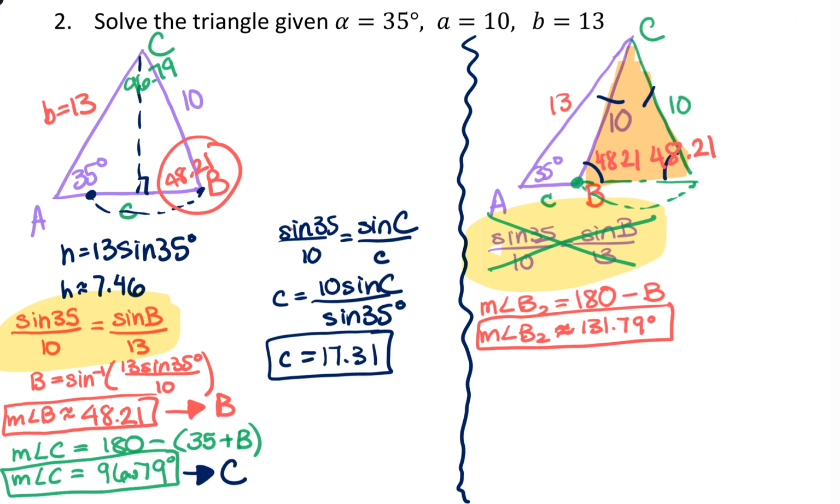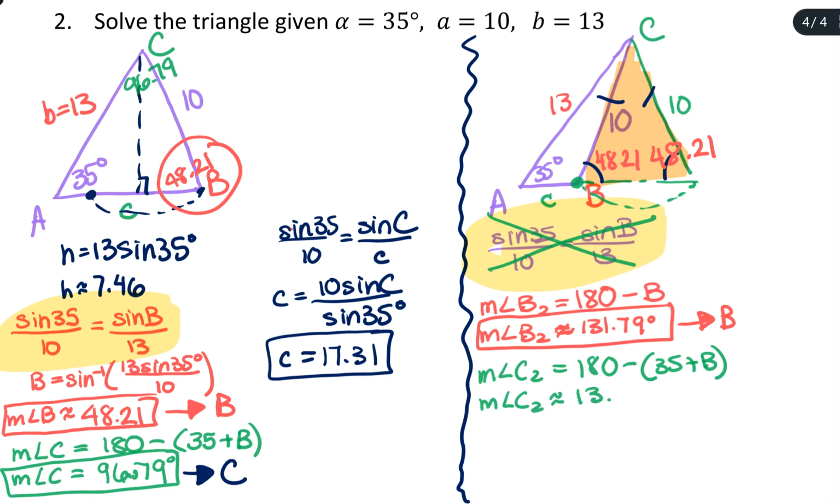And now with my B2, I can find the measure of angle C2. So the measure of angle C2 is going to be 180 minus, and let's store this. I'm done with my first B, so I'm going to store this one as capital B again. So 180 minus 35 plus my new B, and I can calculate that. And I end up with the measure of angle C2 being approximately 13.21 degrees.